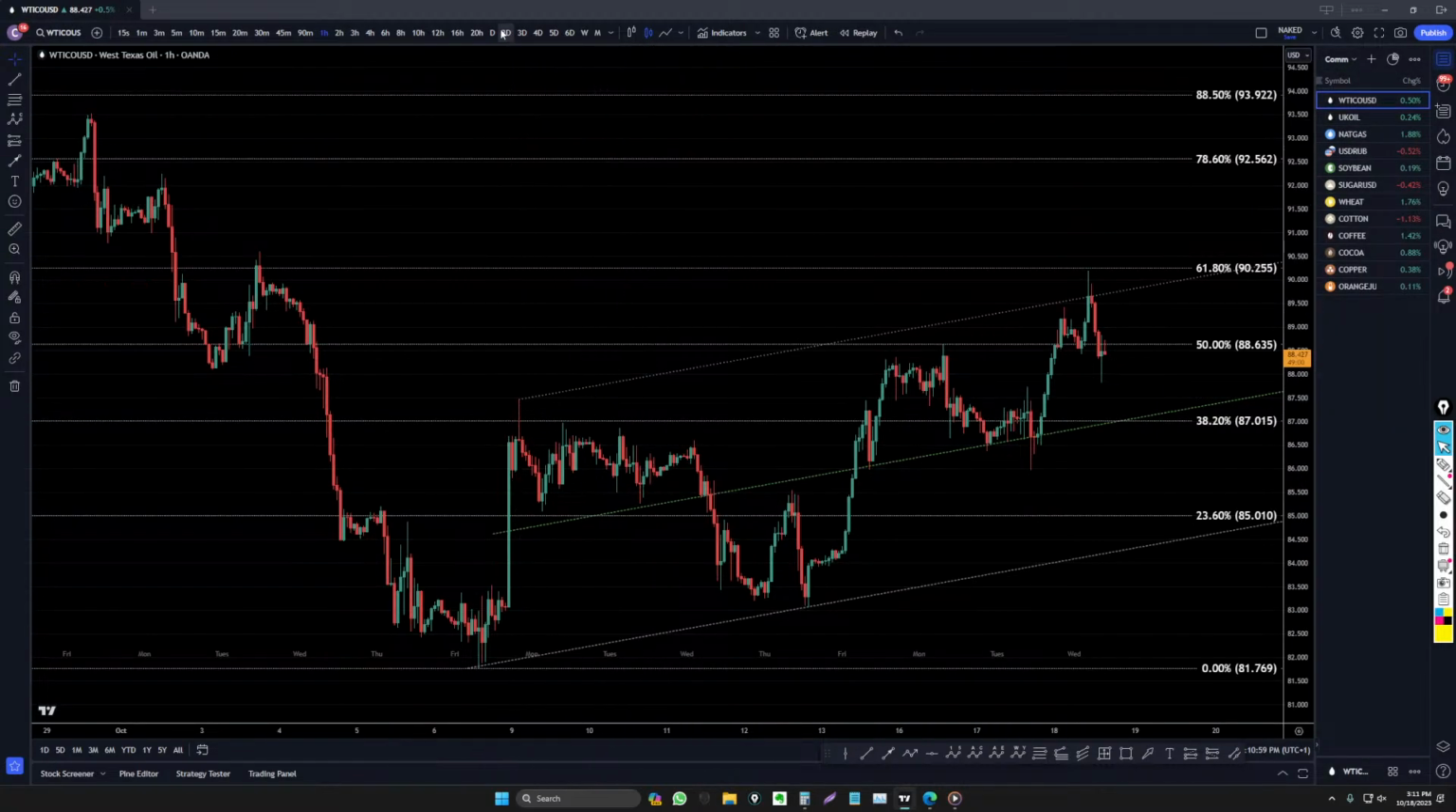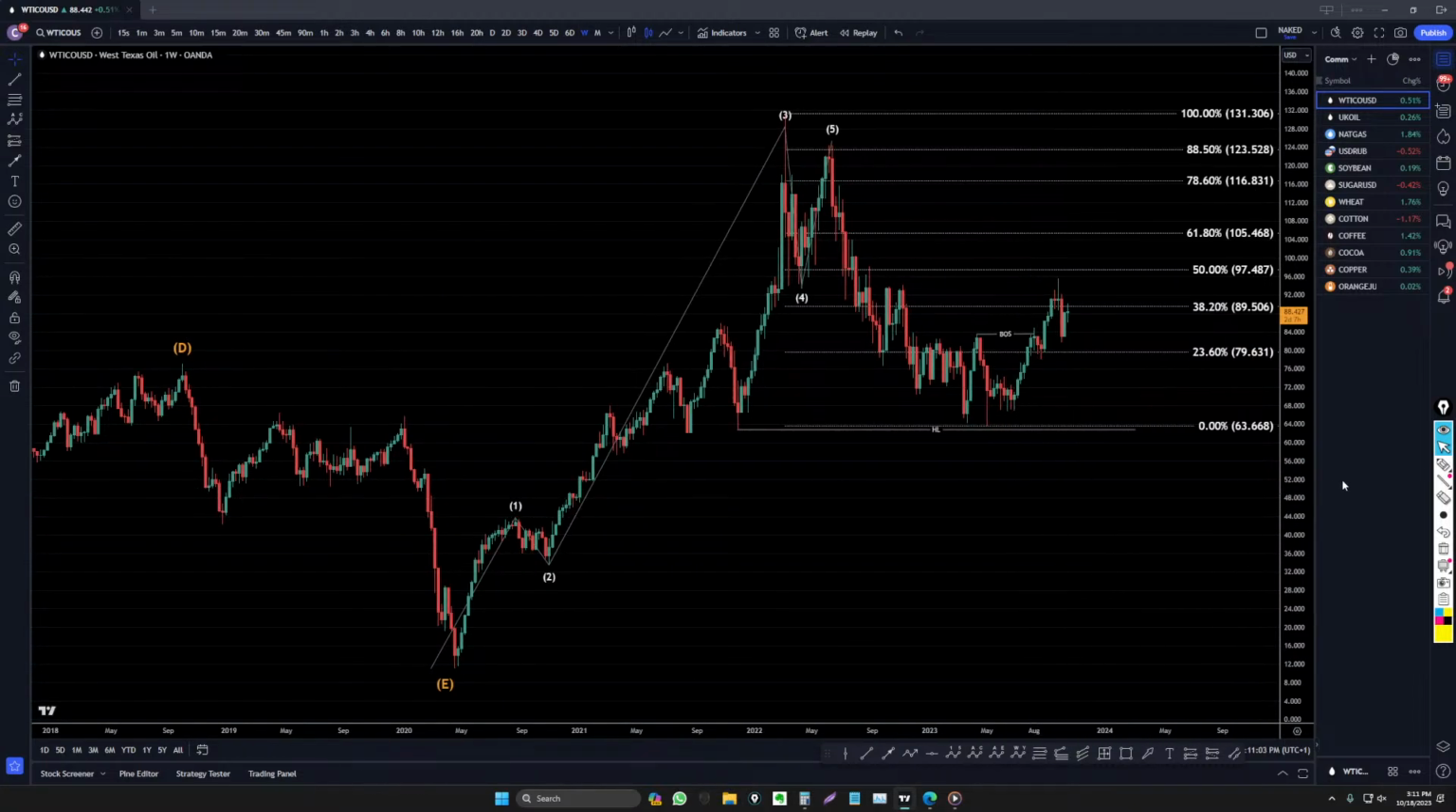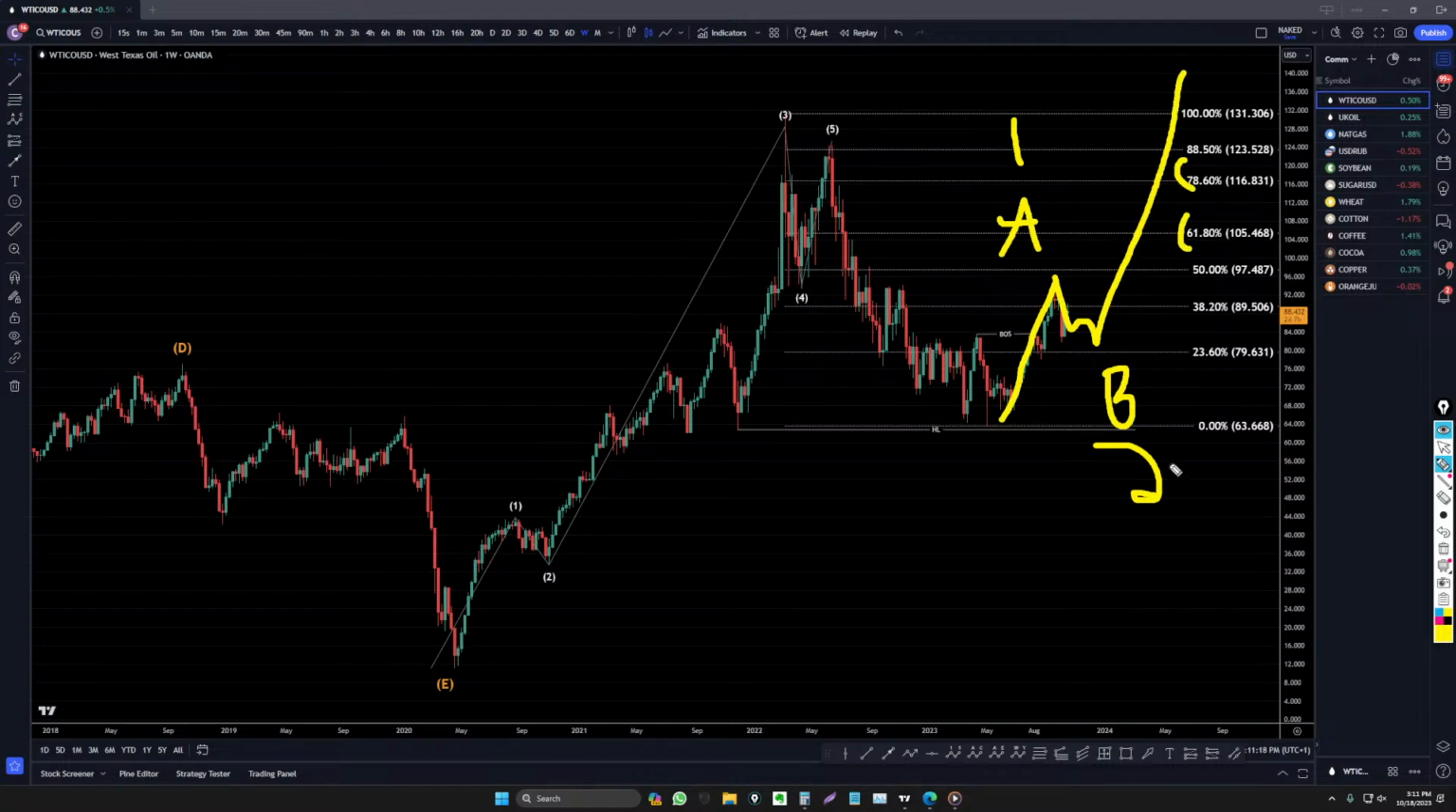What's oil up to though? Definitely looks like it's in an uptrend to me, or an up move at least. I was thinking that it's either an A or a 1, this is either a B or a 2, and that we're going to go up for either a C, which would probably go to one of these fib levels, or possibly a 3, which a 3 would just keep on trending.